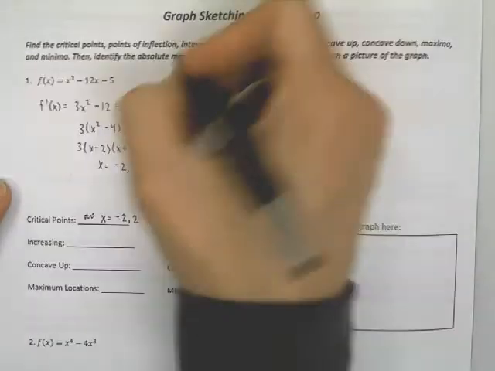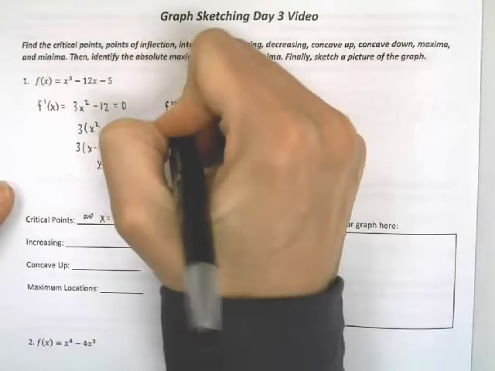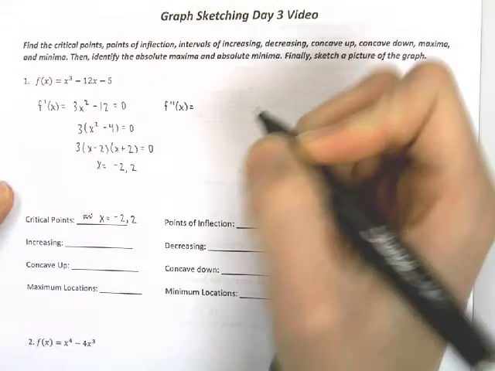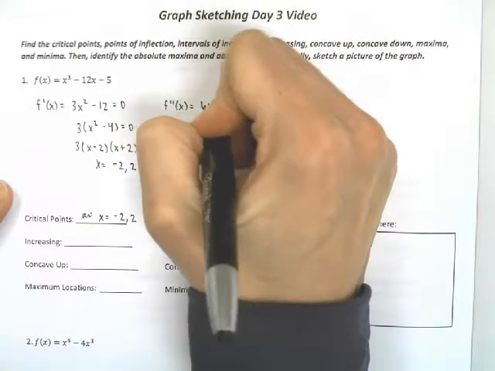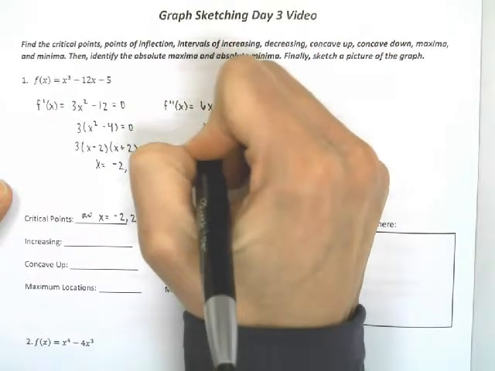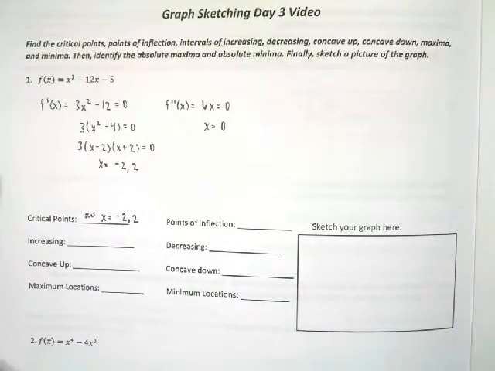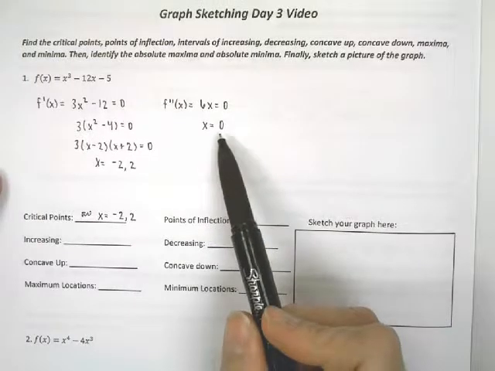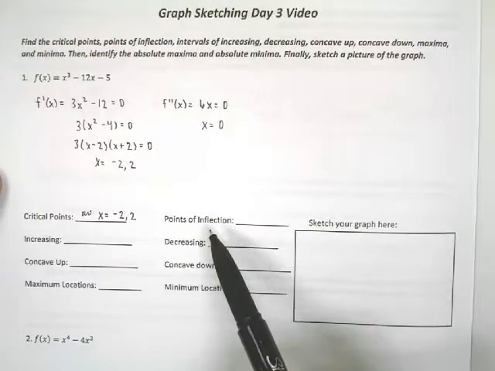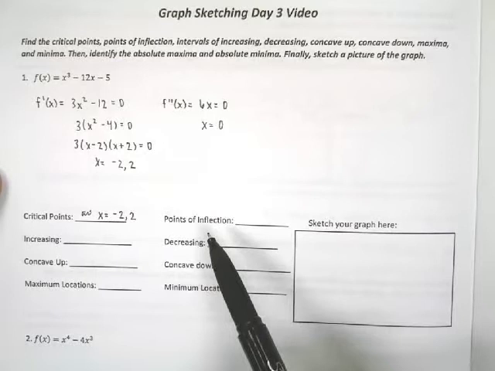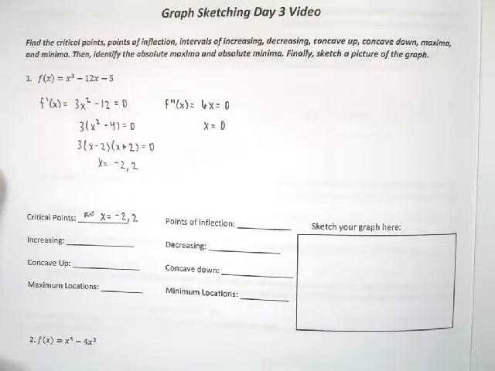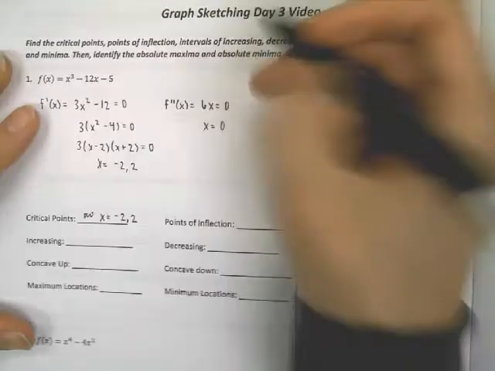So what I'm going to do next is find the second derivative. And this is a nice, easy one to deal with. My second derivative is 6x. And I know that's equal to 0 when x equals 0. Now remember, I'm not actually going to list that as a point of inflection yet, because for it to be a point of inflection, I need to know that the concavity actually changes there. So I'm going to wait till we do the table to verify that that actually happens.